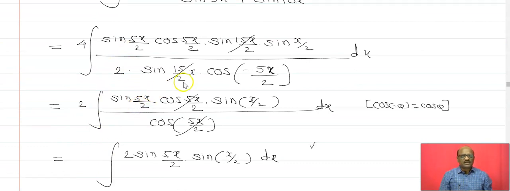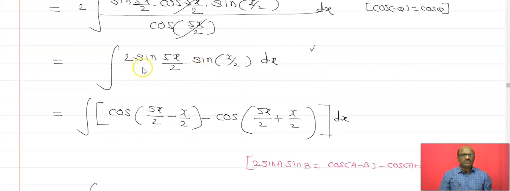Next is minus cos of 5x upon 2, and here is also cos of 5x upon 2, since cos of minus theta is cos theta. Therefore, this cos of 5x upon 2 and this cos of 5x upon 2 also get cancelled. Now what are the remaining terms? The terms remaining are sin of 5x upon 2 into sin of x upon 2 into dx.